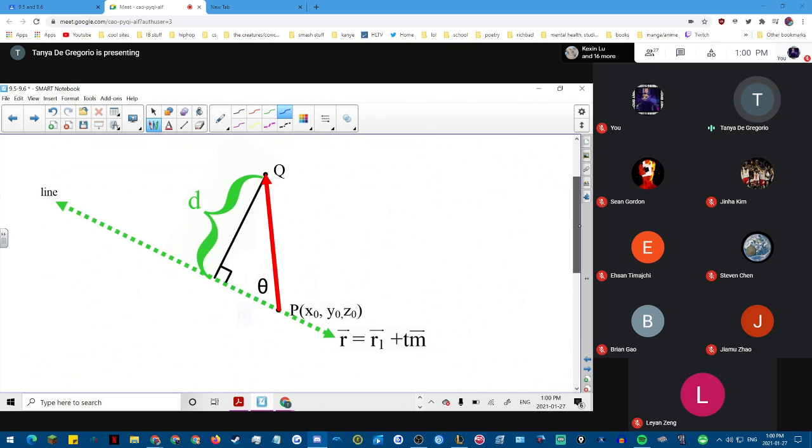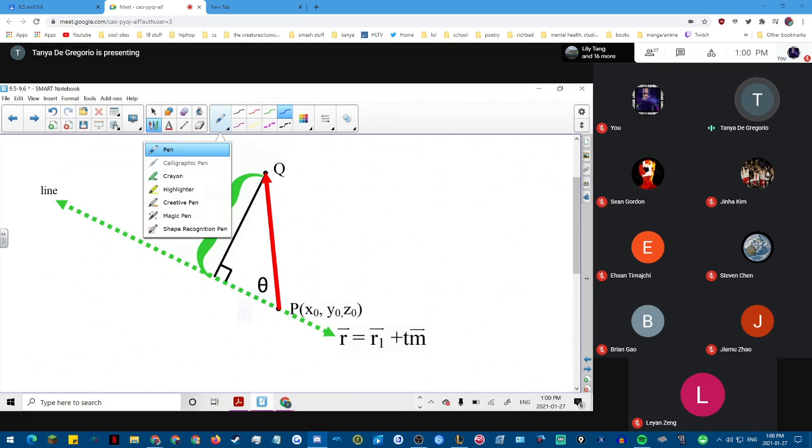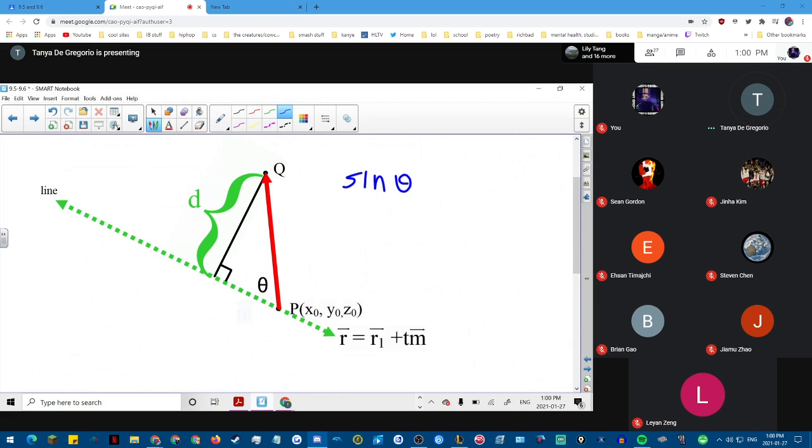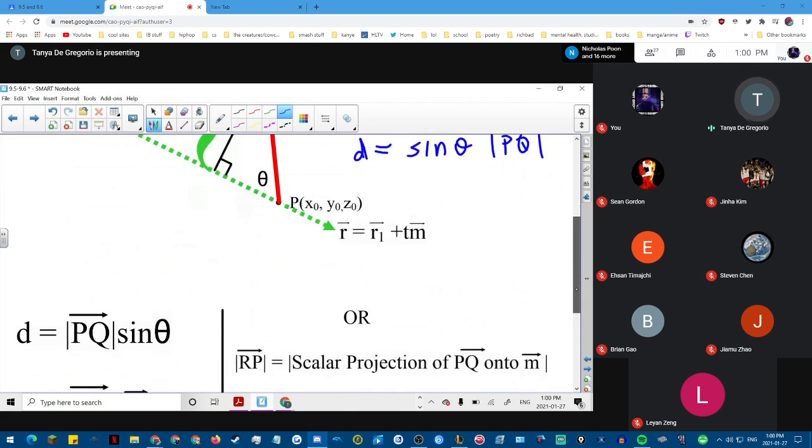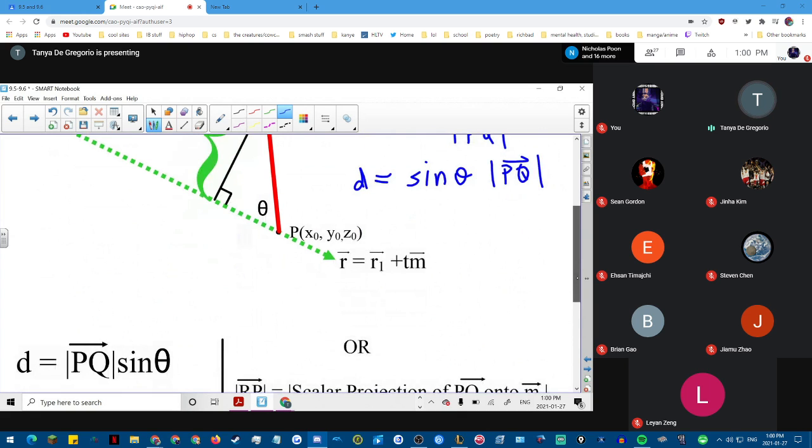And from here, guys, if you take a look, solving for D, we can see that sine of theta is equal to D over the magnitude of PQ. That's Q there, right? Yes, it is. And so we can see that D is equal to sine of theta times the magnitude of PQ, or PQ sine of theta, right? Okay, good. So for distance, there it is.